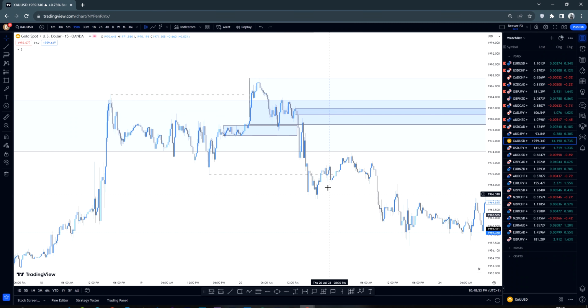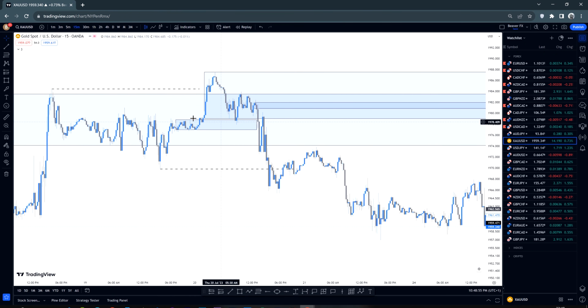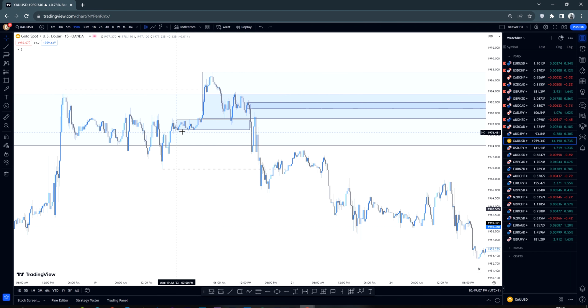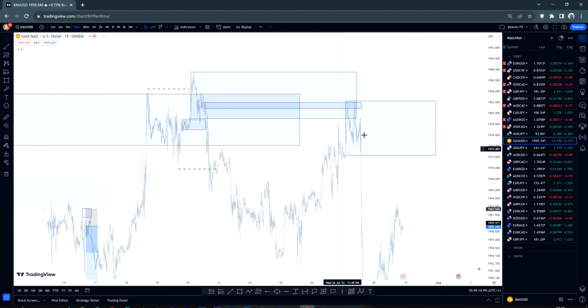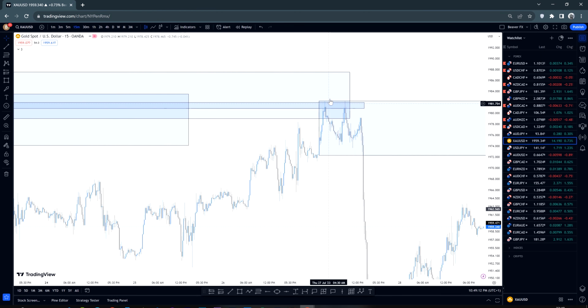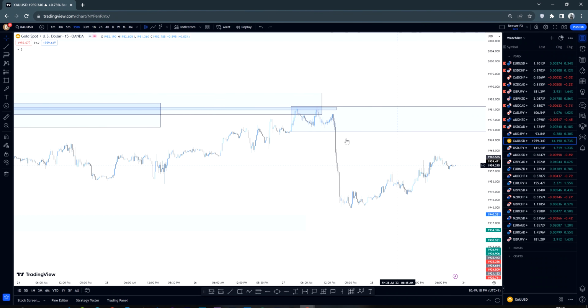So if you see this now, this was the other block I used. It came down here, came up to the test here, but this other block wasn't tested, so I just drew it out, and you guys see it just retested it, went above it a little and started pushing aggressively to the downside.